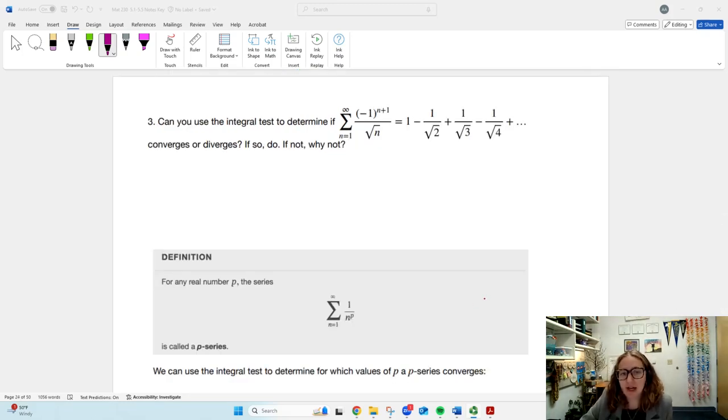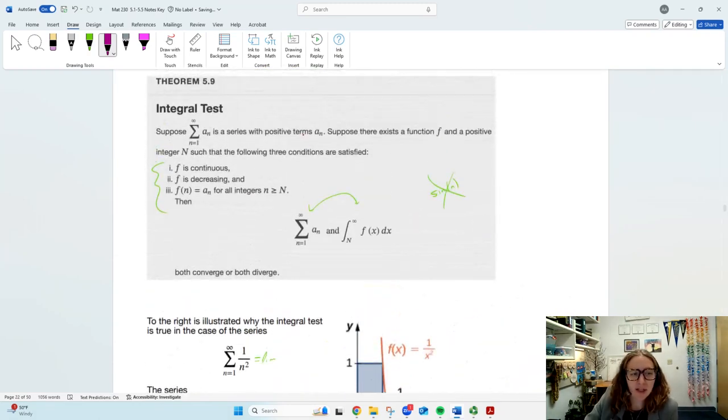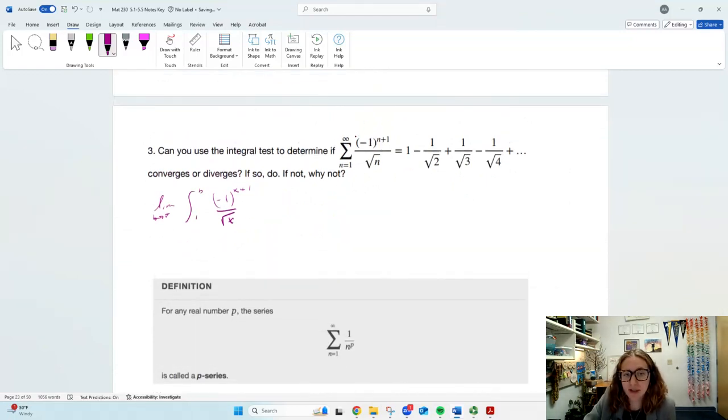And then our last one that we're going to talk about, looking at our integral test, is: would this actually work? Could I take a look at my limit as b approaches infinity, from 1 to b, of negative 1 to the x plus 1 over square root of x? If we go back to our conditions up here, our function has to be strictly either increasing or decreasing. And in our case, because this is an alternating series, alternating back and forth between 1 and negative 1, it is not decreasing. So it does not satisfy our condition.